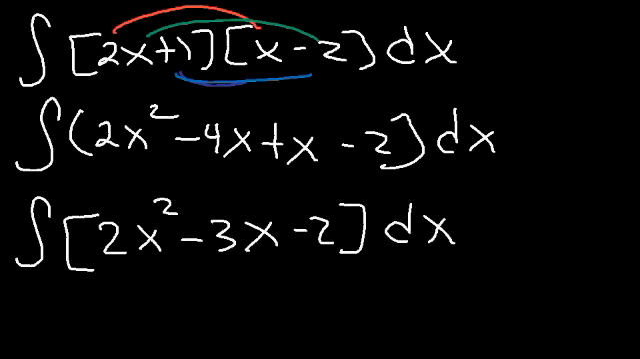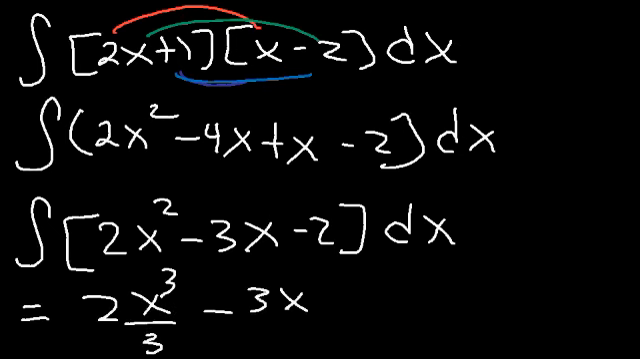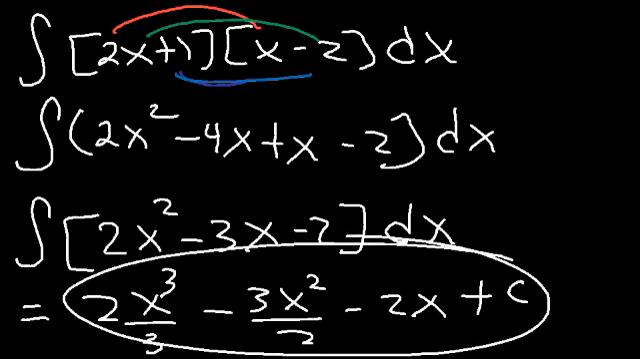So now let's integrate it. This is going to be 2x³ divided by 3 minus 3x² divided by 2 minus 2x plus c. And this is the answer. We can't really simplify it, so we're going to leave it like that.